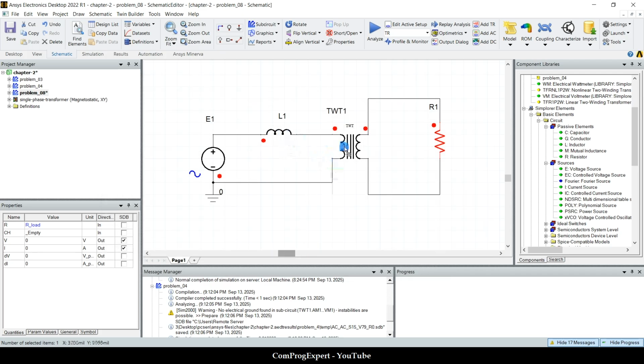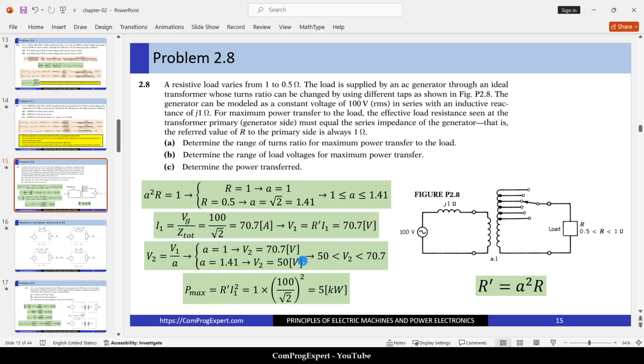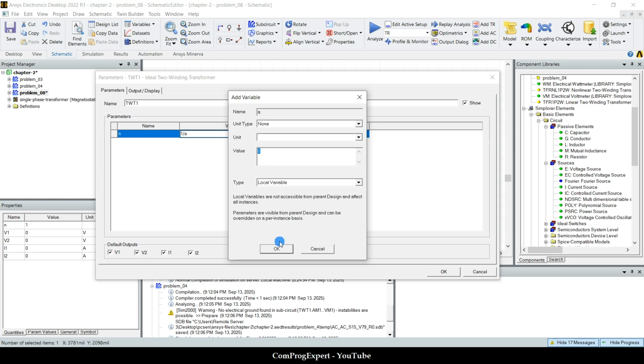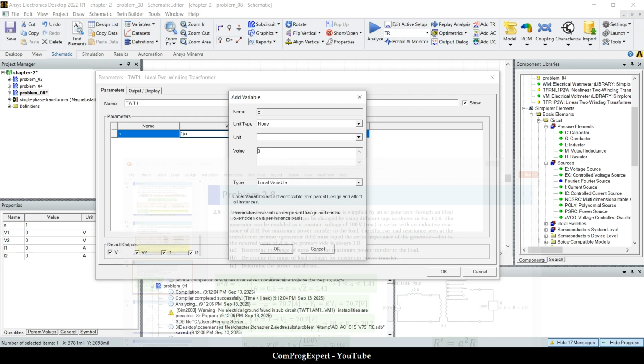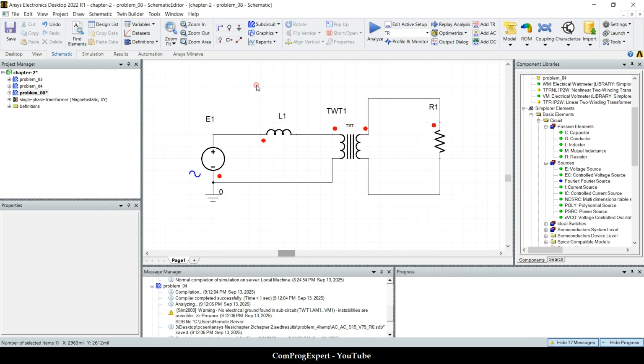Okay. And here we have this parameter, turns ratio. I define A, in this case, as N2 divided by N1, which differs from the definition that we have in this reference. So I define it as 1 divided by the turns ratio. Let's consider it equal to this number, 1.